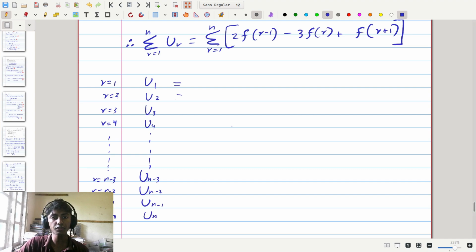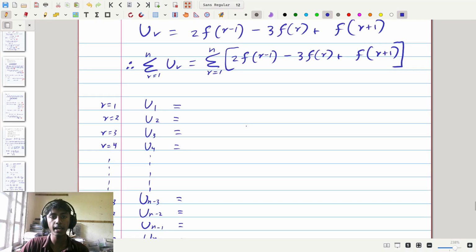Now on the other side of these equations, we have a bunch of terms in terms of f of r. So writing each of those down, we can see on top we have the f of r's when r is equal to 1. So we'll have 2 times f of r minus 1, which is 1 minus 1, which is 0. So 2 f of 0, minus 3 times f of r, which is f of 1.